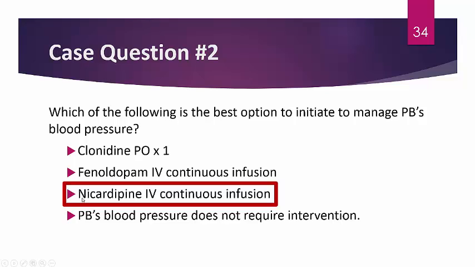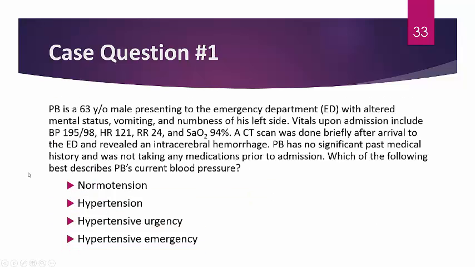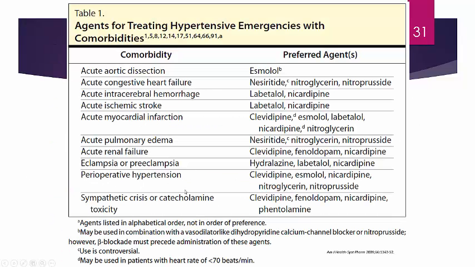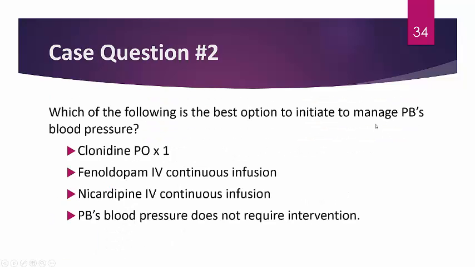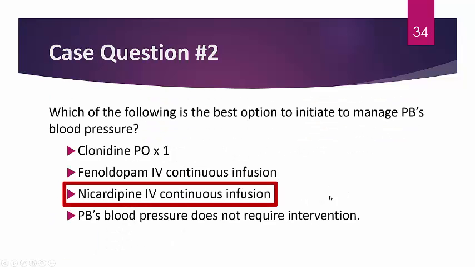And in regards to choosing Nicardipine over Fenoldopam, if we go back to this slide looking at the different indications that we have, this patient has an acute intracerebral hemorrhage. And as a result, the preferred agents for intracerebral hemorrhage are Labetalol as well as Nicardipine. That is why Nicardipine is the correct answer for this question.